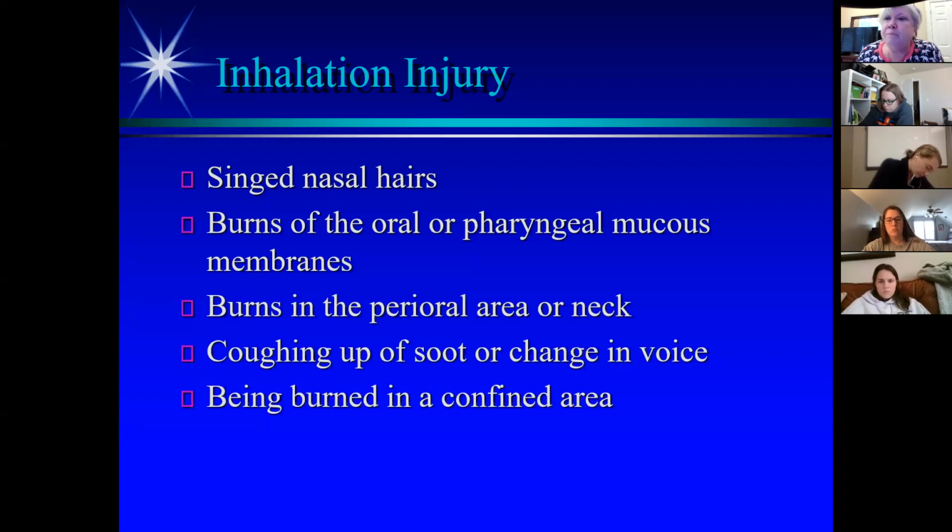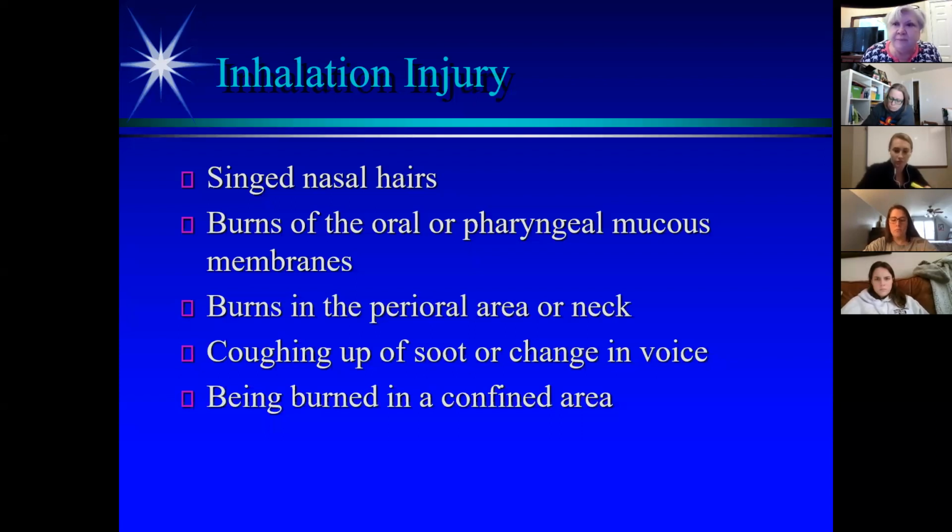And the fact that they were burned in a confined area. When medic or the fire department brings them in, they will tell you where they found them. They were trapped in the bedroom. They were trapped somewhere. Were they burned in a confined area? It doesn't have to mean they were. We're going to talk about carbon monoxide in just a minute, but smoke inhalation and noxious fumes are found in people that are in confined areas.